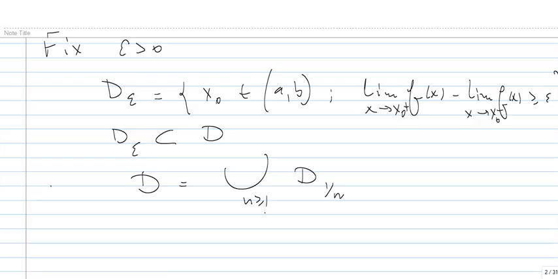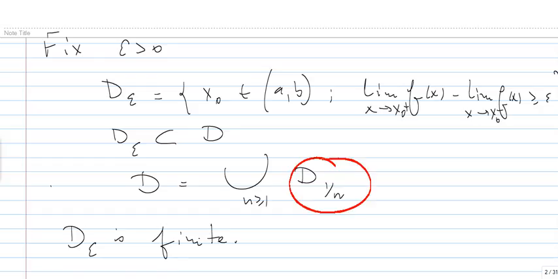So what's interesting is that what we are going to prove is the fact that D epsilon is in fact finite. If we prove this, then this D 1 over n will be finite, and then you have a countable union of finite sets. It will be countable. So this is how we're going to approach it. Let us prove now that D epsilon is finite.